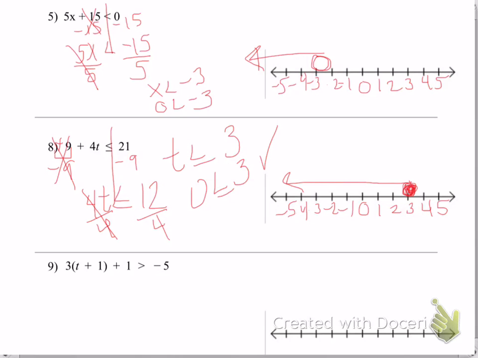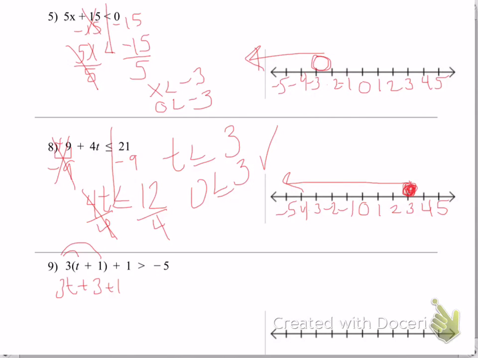So first things first, distribute that 3. We're going to do that. So we've got our 3t plus 3 plus 1. Because it's in parentheses, you're only distributing it to what's in parentheses. You will not distribute it to that 1 outside the parentheses.